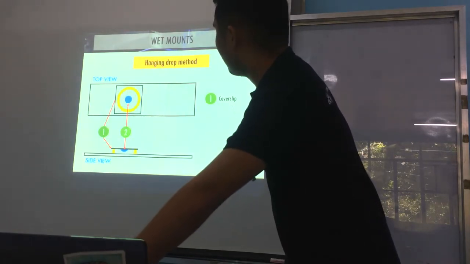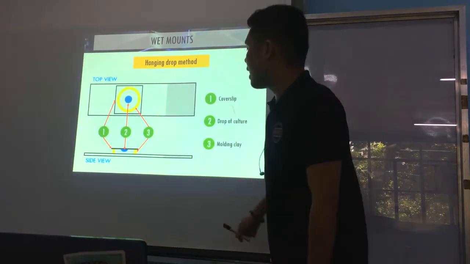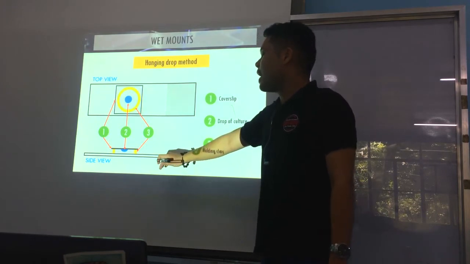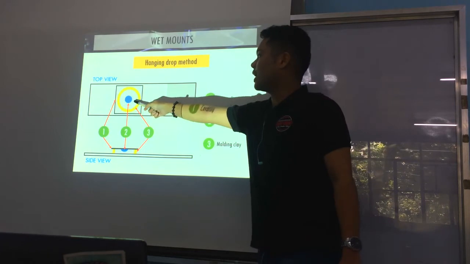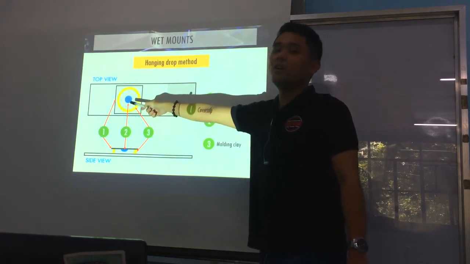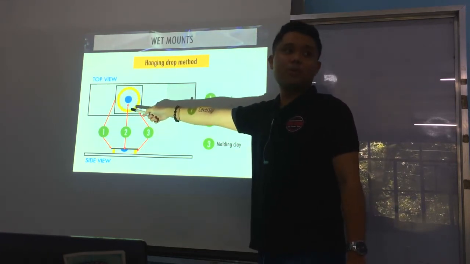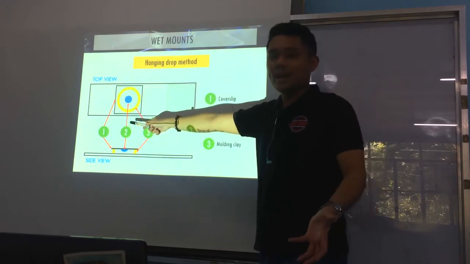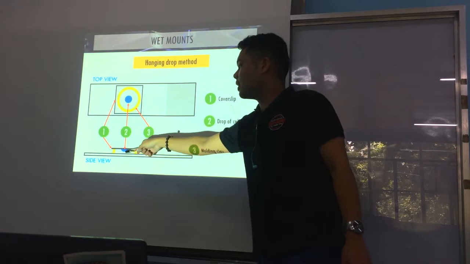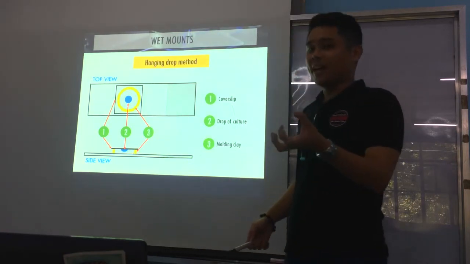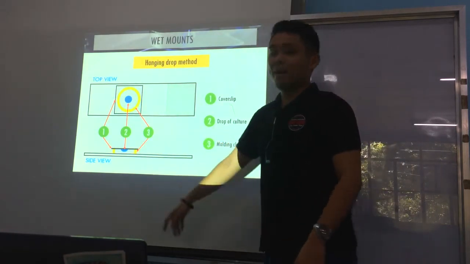As you can see, here is the slide we will examine. First, we make a circle of clay. Then the cover slip is placed at the center, with a drop, a loopful, of culture from the broth medium that has motile organisms. In this way, the organisms are suspended in a hanging drop, and then it is examined under the microscope.